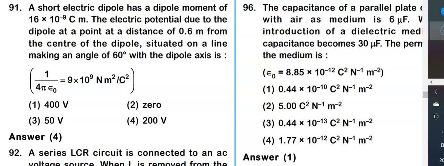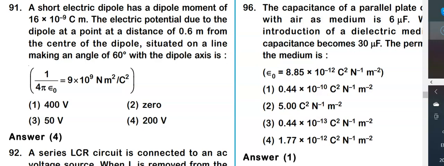Hello children, in this video I have solved the NEET 2020 paper of physics. Let us look into the first question.